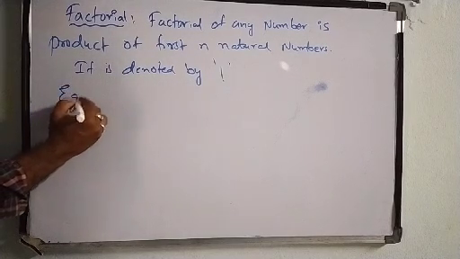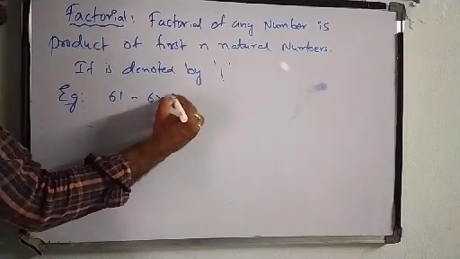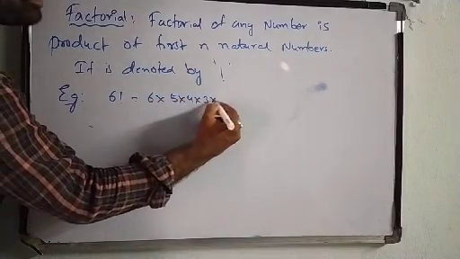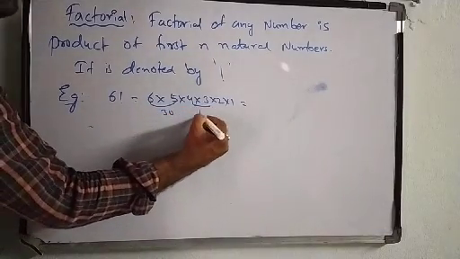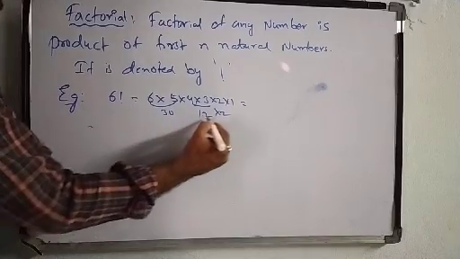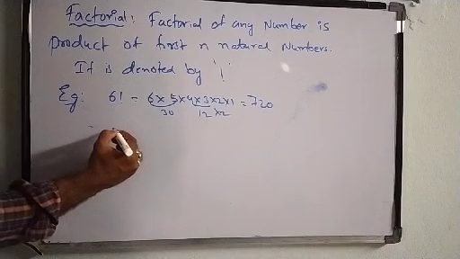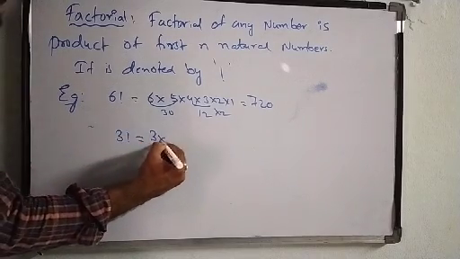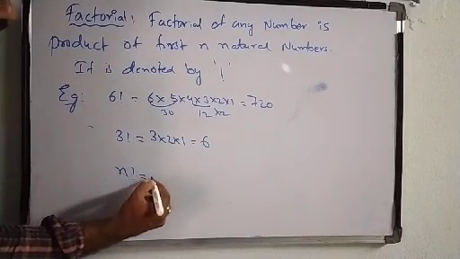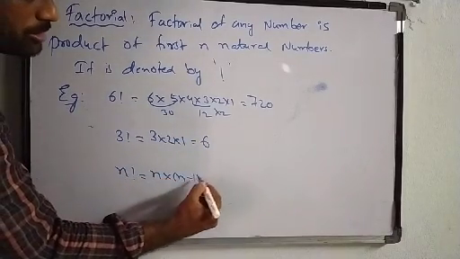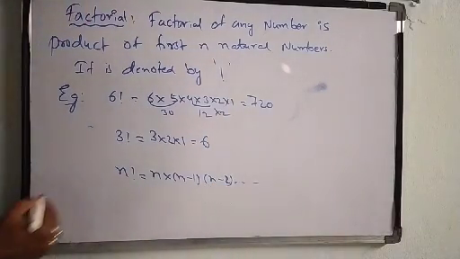For example, if it is asking about 6 factorial, it means 6 into 5 into 4 into 3 into 2 into 1. So the product of 6, 5, 4, 3 and 2 is 720. So the value 720 is nothing but 6 factorial. If it is asking about 3 factorial, it will be 3 into 2 into 1, which is 6. So it can be given as n factorial is nothing but n into n minus 1 into n minus 2 and so on. So this is the formula for n factorial.